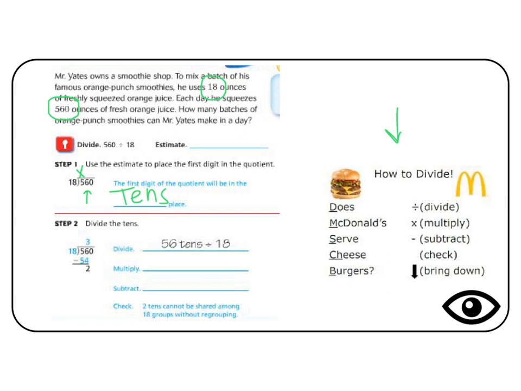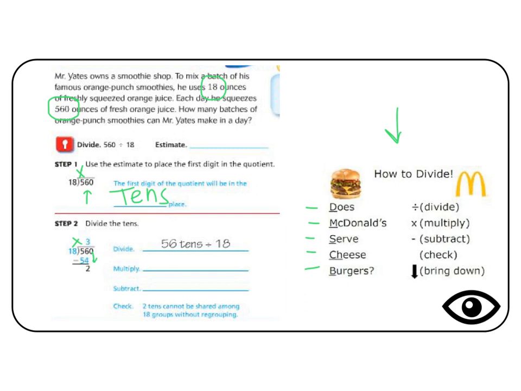The book has started the first problem for us. They told us that 18 times 3 is 54. 54 is as close as we can get to 56 without going over. We divided, then we multiplied, then we subtract. 56 minus 54 is 2. And then we check, make sure everything is okay, and bring down.